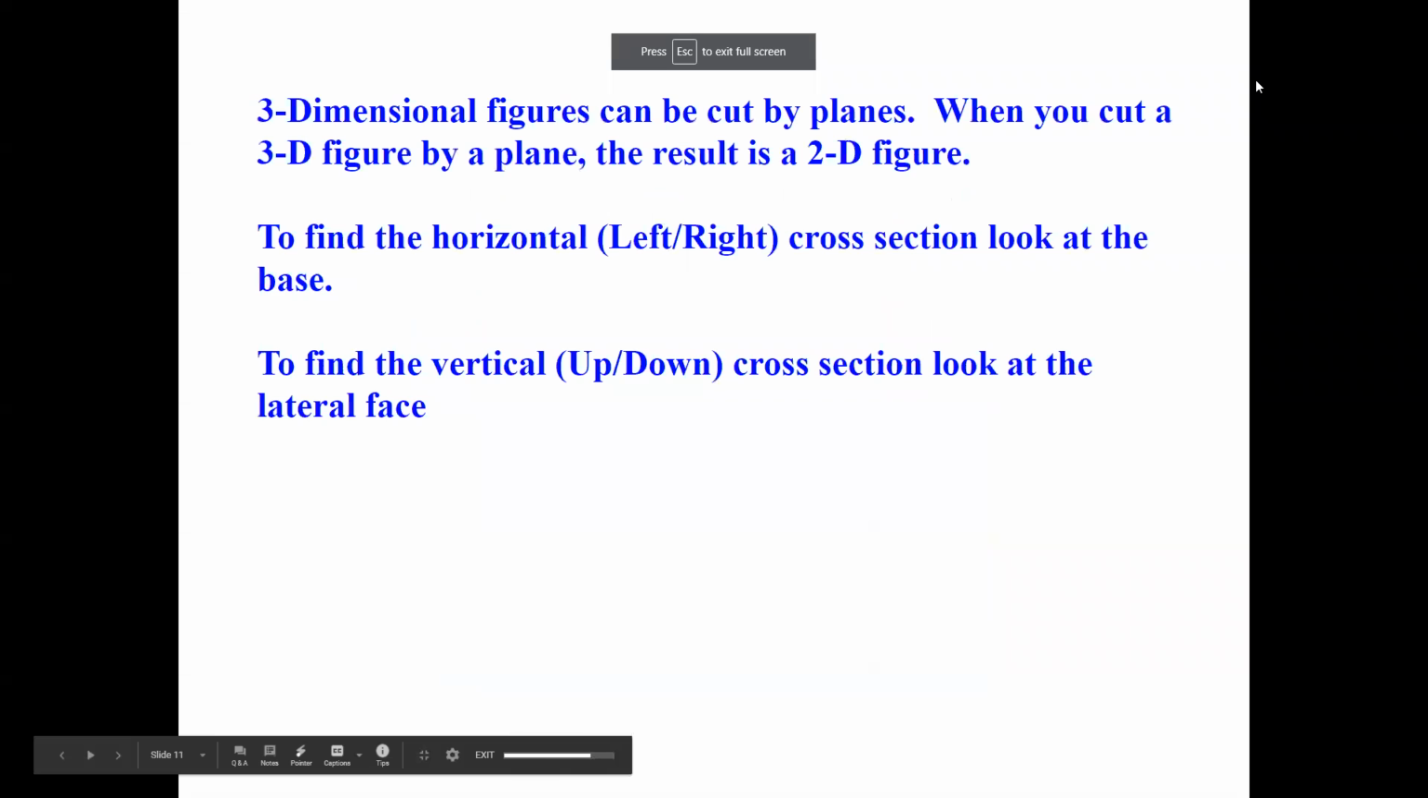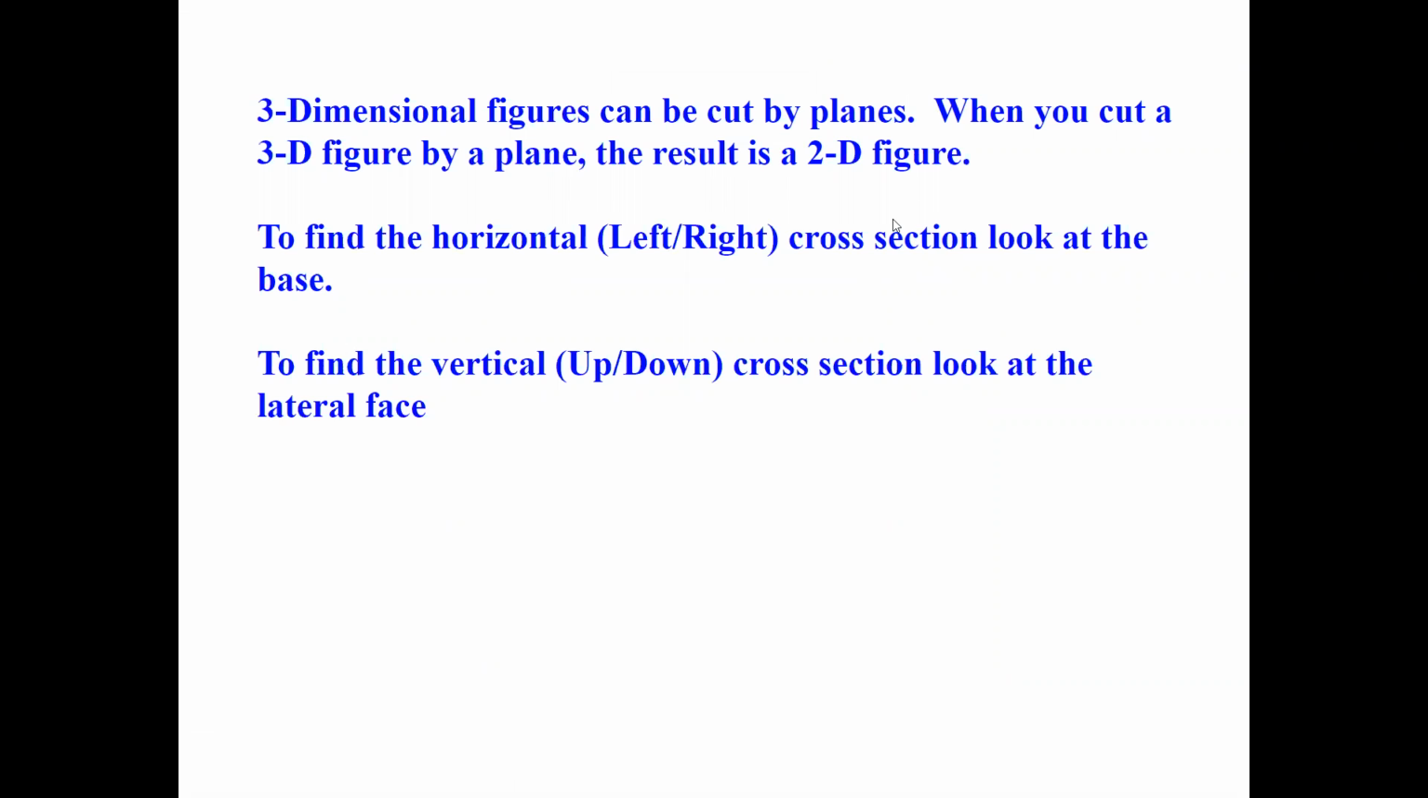All right. So three-dimensional figures can be cut by planes. We talked about that a little bit in the video. So we're cutting it with planes. When you cut a three-dimensional figure with a plane, the result is a two-dimensional figure. And so when they were doing that in the video, they were talking about ellipses, they were talking about trapezoids. It also produces circles and rectangles and triangles.